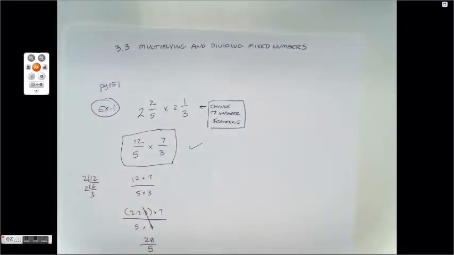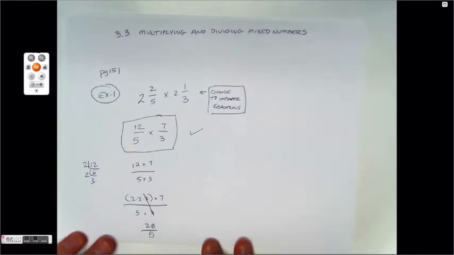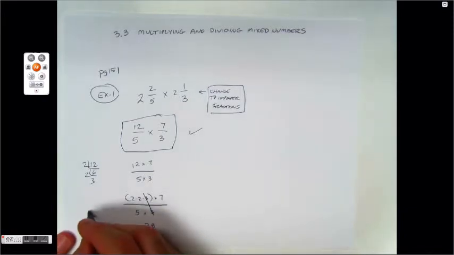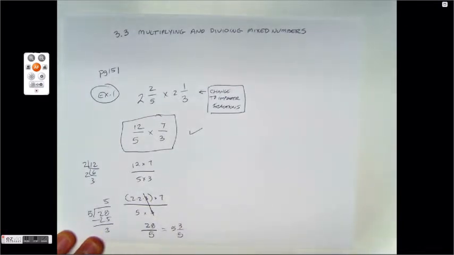And you can change this to a mixed number if you want to. Completely up to you. We know how to do that, right? You can see how many times 5 goes into 28, right? And again, go off to the side if you need to. 5 goes into 28 5 times. That gives us 25. Subtract, get 3. So we get 5 3/5. That's multiplication. Let's do division.